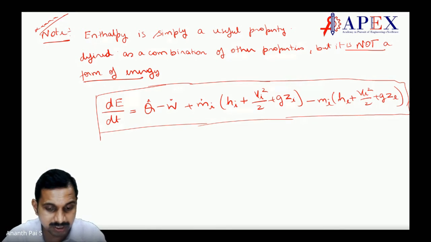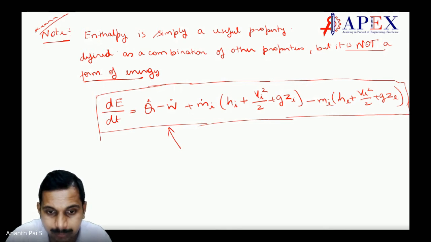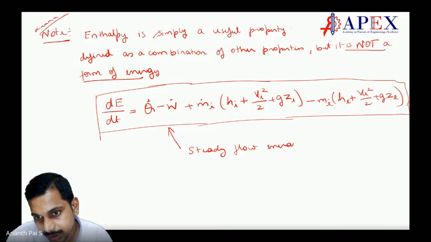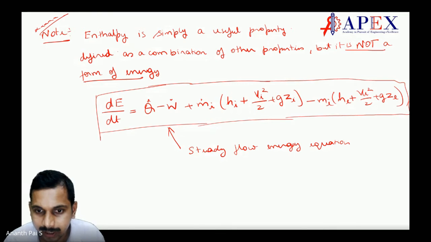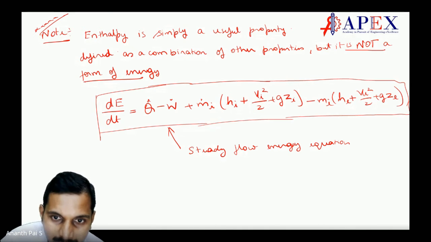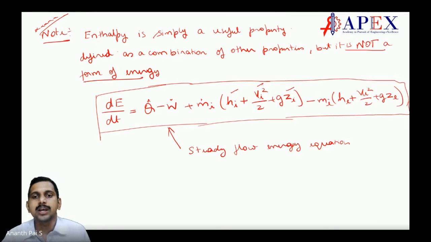Enthalpy, this is actually called the steady flow energy equation. What you see in thermodynamics, this is called the steady flow energy equation. Why steady flow? Everything is steady flow here. The factors do not change with time, because velocity, inlet velocity, hi, zi are all independent of time. That is why it is called the steady flow equation.